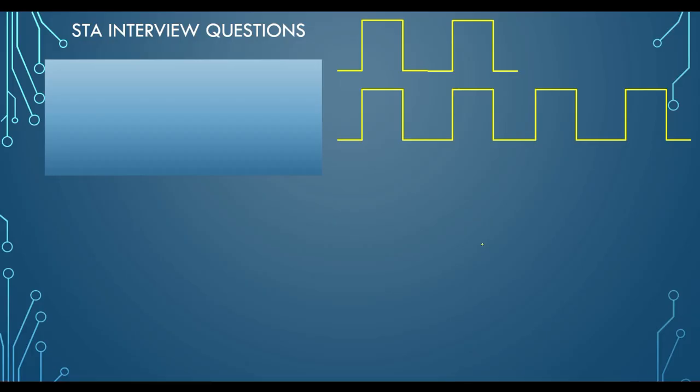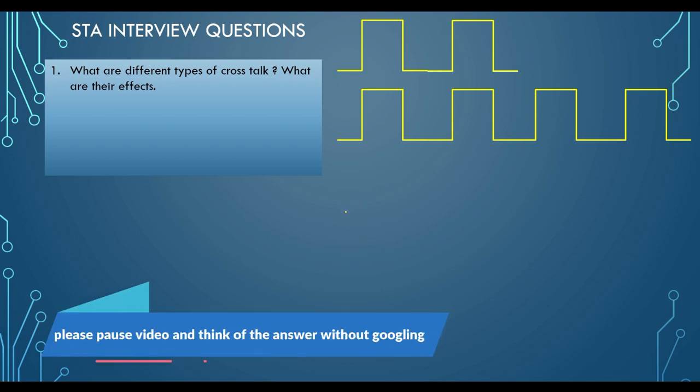Now let us get started with the questions. You can see that there are two waveforms. These are just for the reference. So first question is, what are the different types of crosstalk and what are their effects? You can pause the video to think of the answer and then we will resume.